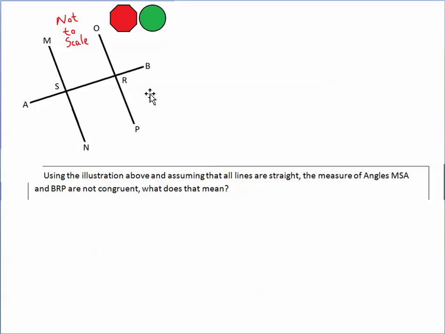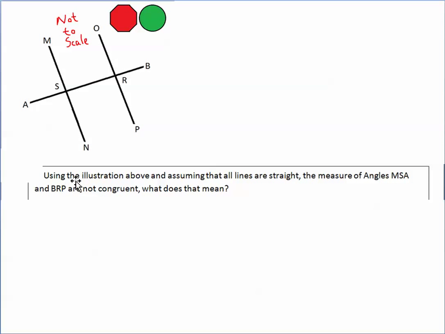Okay? Using the illustration above and assuming that all lines are straight, the measure of angles MSA and BRP are not congruent. What does that mean? Click on the stop sign. Okay, let's see how you did.